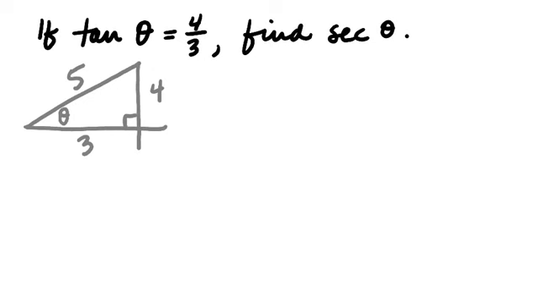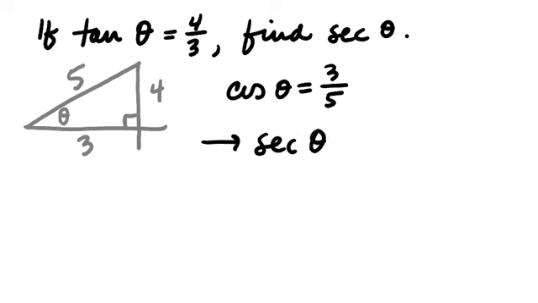Okay. Now, if I want to find secant, I'm going to first want to have cosine. Okay, so cosine of theta is equal to adjacent over hypotenuse. Therefore, I can say that since secant is the opposite of cosine, that's going to be 5/3.